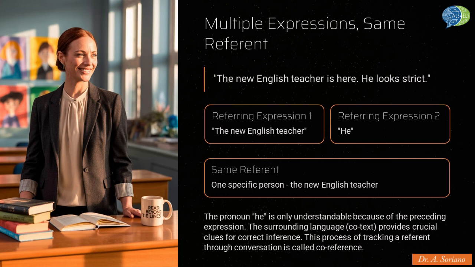This process of tracking a single referent throughout a conversation using different expressions is called co-reference. It's how we maintain a smooth, flowing conversation without being robotic and repetitive.